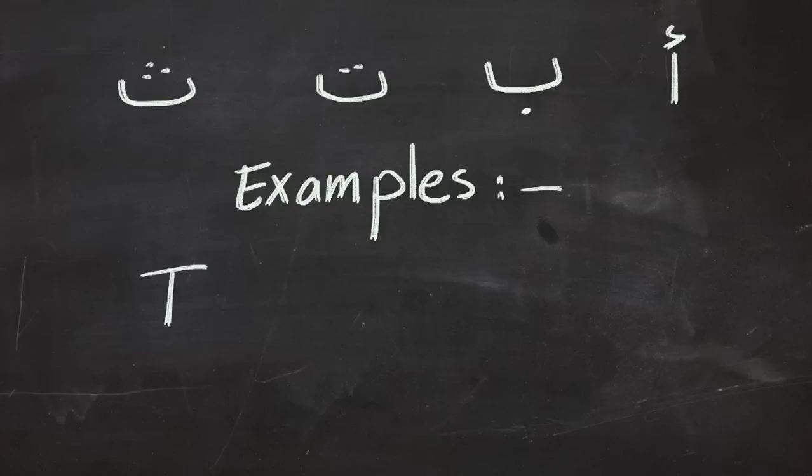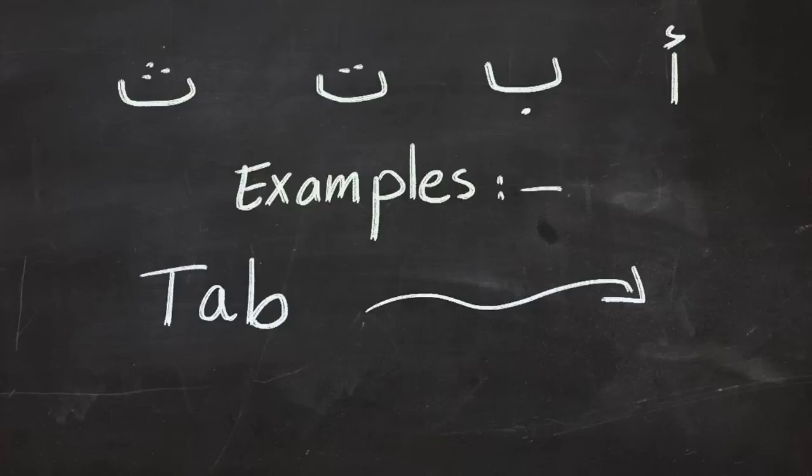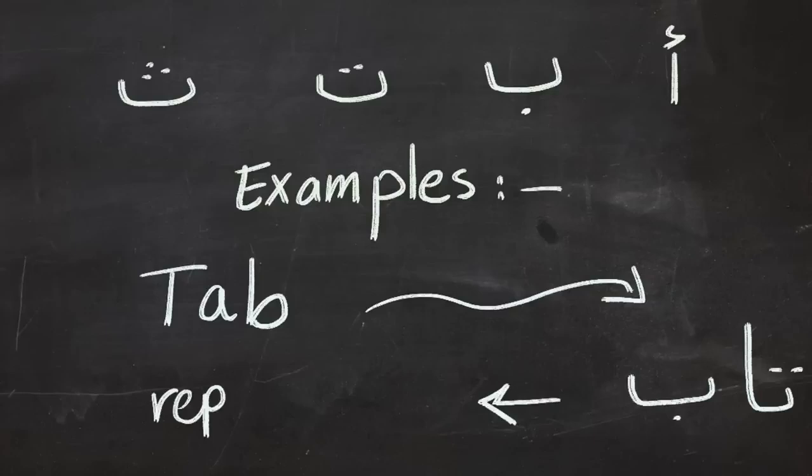You should be able to try to write down this word on your own. Now, I want you to try this on your own. How can you write tab in Arabic? Now, the word tab clearly has 3 letters. Let's see what it looks like. Tab looks like that, and it means repent.